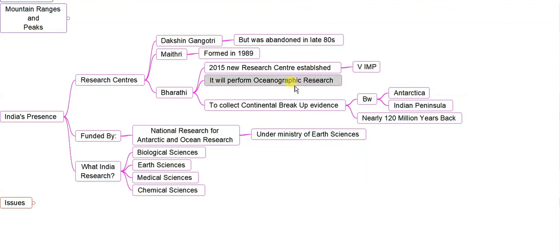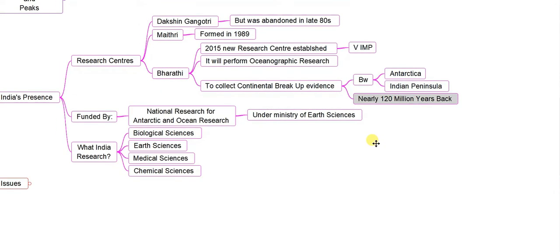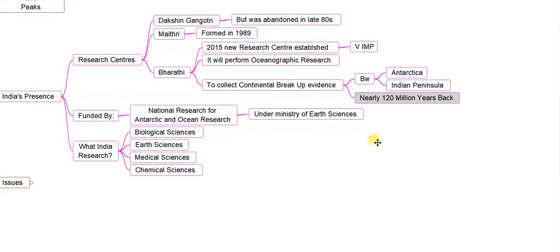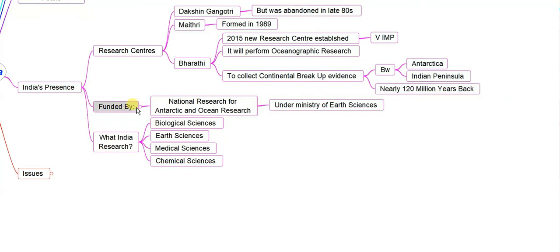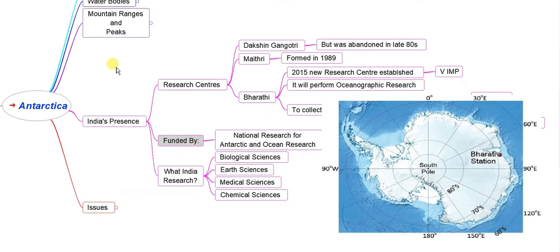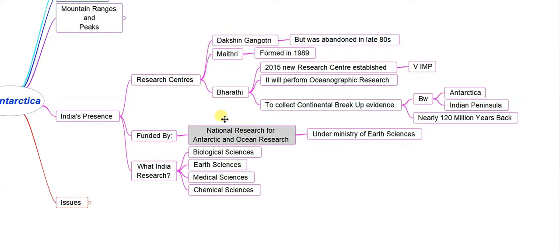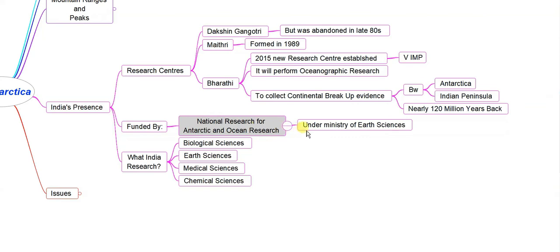It will perform oceanographic research to collect continental breakup evidence between Antarctica and the Indian Peninsula that happened nearly 120 million years ago. Now, the Indian Peninsula comes in this region and the Bharti station is in this part in East Antarctica. It is entirely funded by the National Centre for Antarctic and Ocean Research under the Ministry of Earth Sciences.